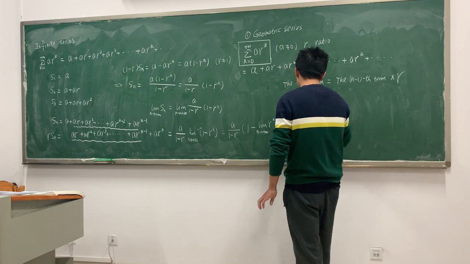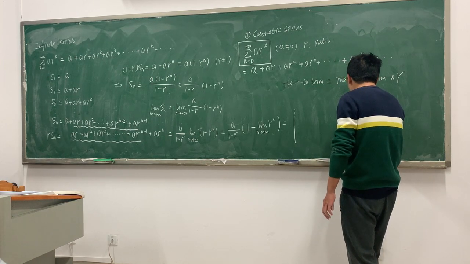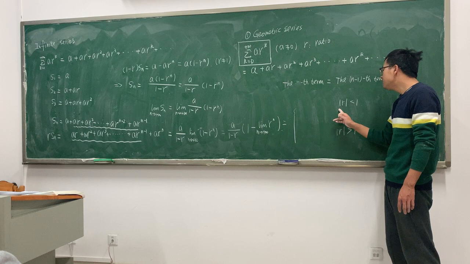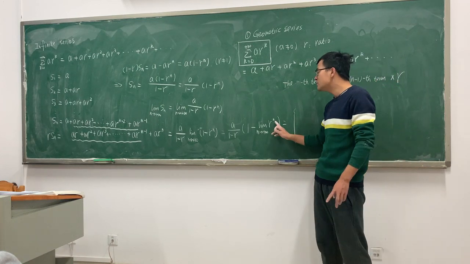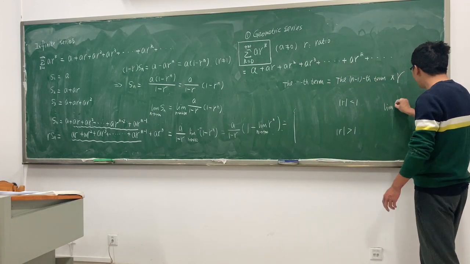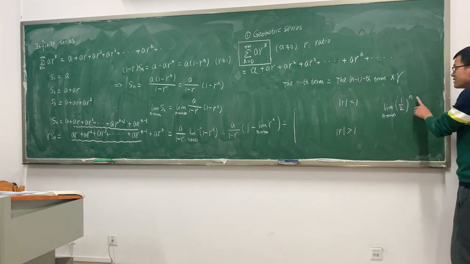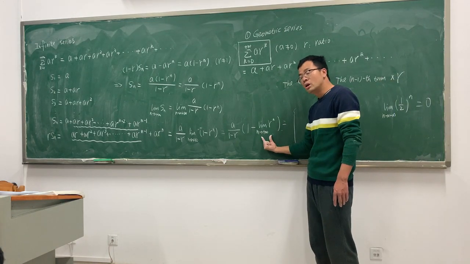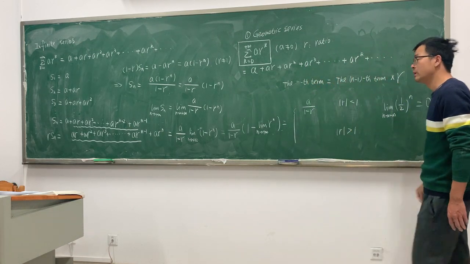We need to see two cases: when the absolute value of R is less than 1, and when the absolute value of R is greater than 1. The first case, when the absolute value of R is less than 1, what is the limit of R to the nth power? For example, R equal to half. When n approaches plus infinity, half to the nth power approaches 0. So in this case it is 0, and here is 1 minus 0, so the result should be A by 1 minus R. So this is the first case.